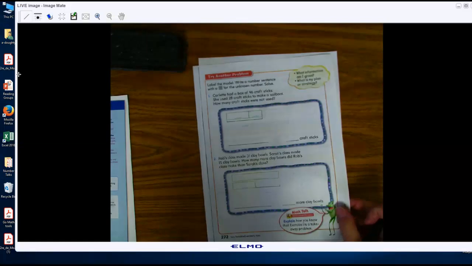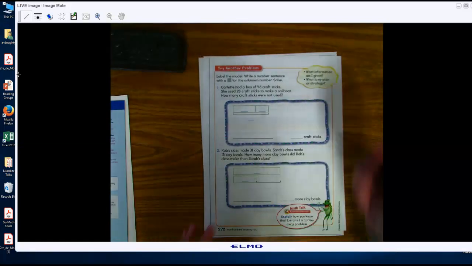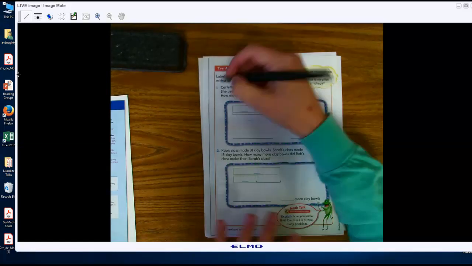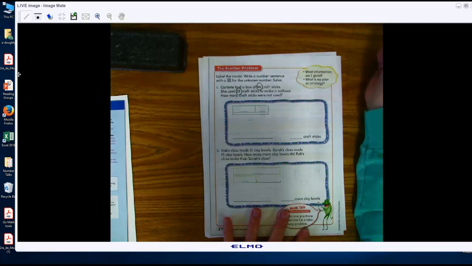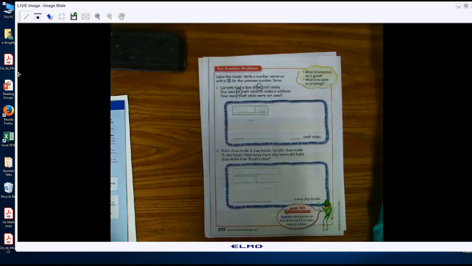Let's turn it over. We're going to do one more together, and then I'm going to let you do the others by yourself. Carlette had a box of 46 craft sticks. She used 28 of them to make a sailboat. How many craft sticks were not used?